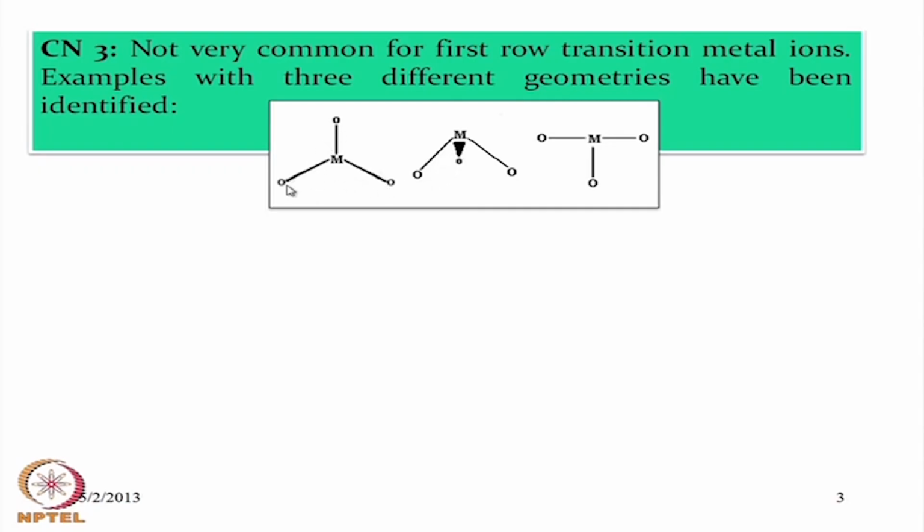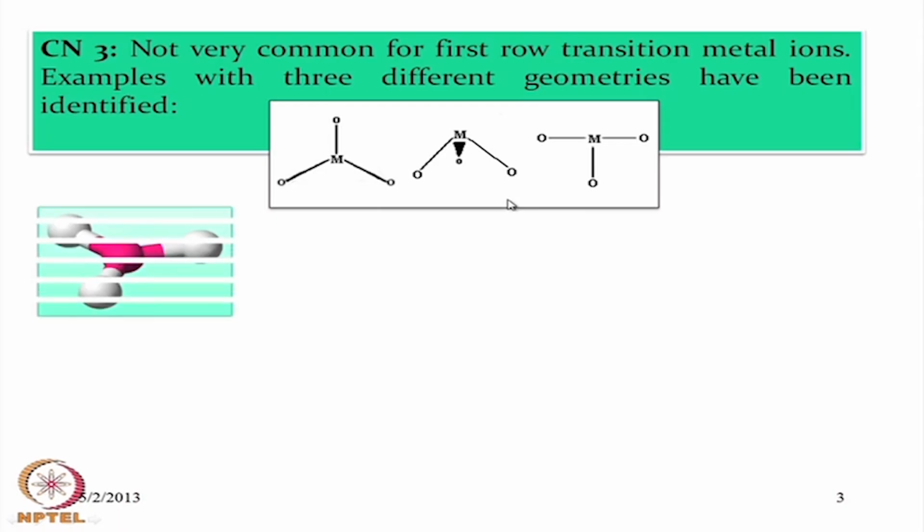So, this is trigonal planar, this is pyramidal, and this is T-shaped. The third variety is basically the corresponding one is as the T-shaped structure. So, these 3 different configurations are pretty common. So, the first one, this one, which is basically the planar one, where this particular center can be occupied by the metal and is attaching to 3 ligands.